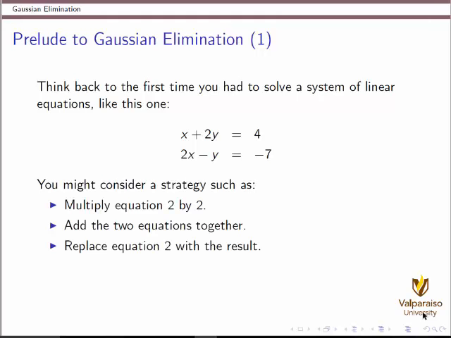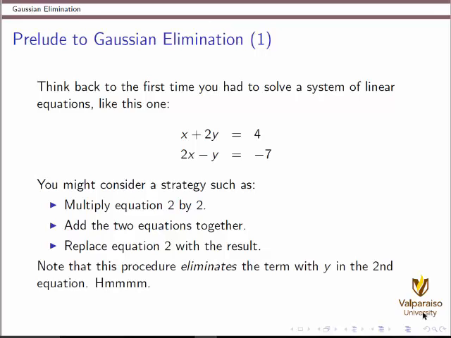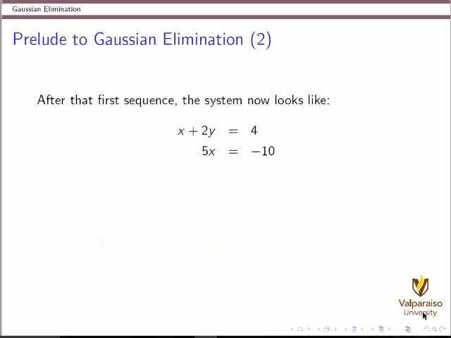We multiply the second equation by 2 to make that a negative 2y. We add those two equations together, and then we've produced a new equation that goes in place of equation 2. And that eliminates the term y in the second equation. So, elimination, Gaussian elimination.